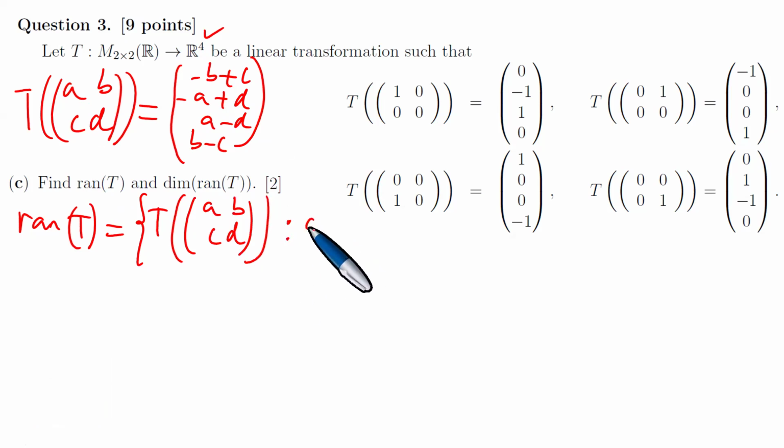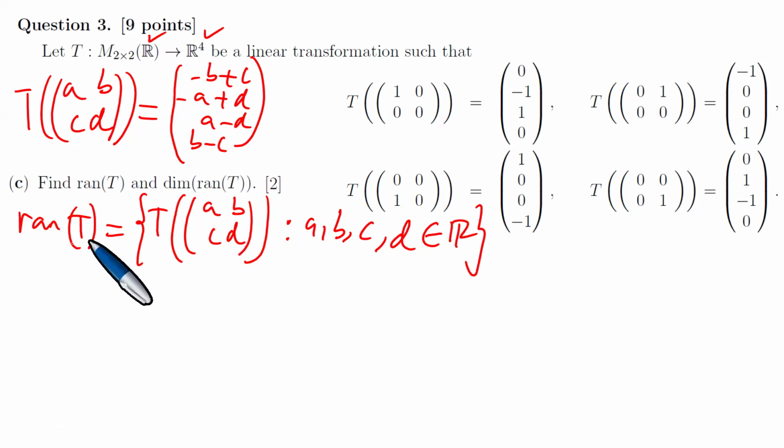Right, such that the A, B, C, and D themselves are members of R. Okay, you can write like this. So obviously it contains the images of T. So T itself is a map from the 2x2 matrices to R4. So it contains the images of T, and the images of T look like this.